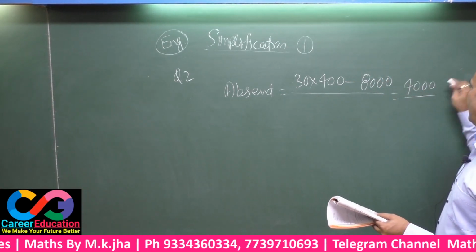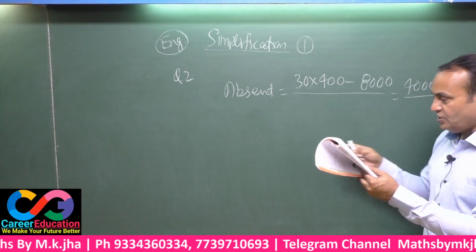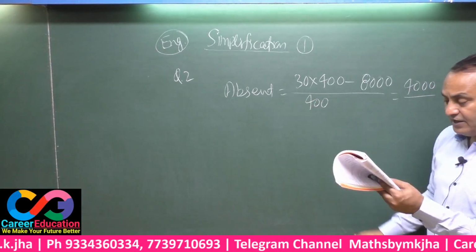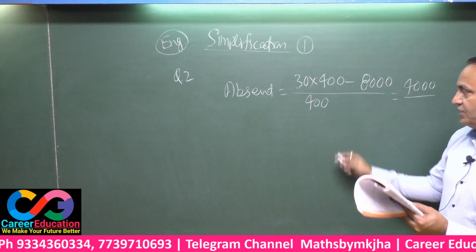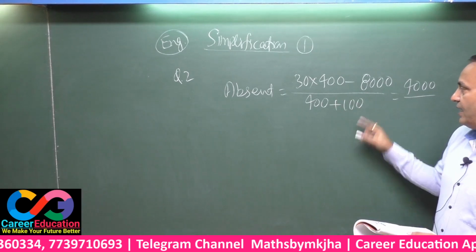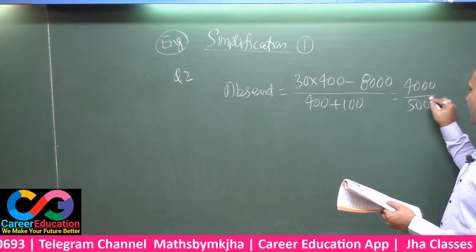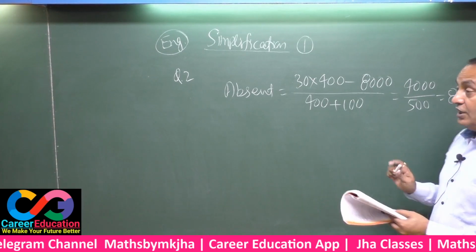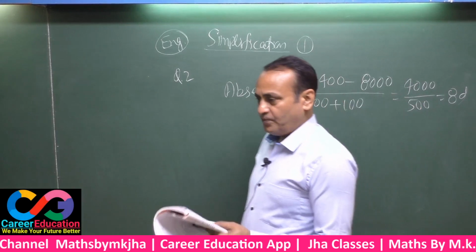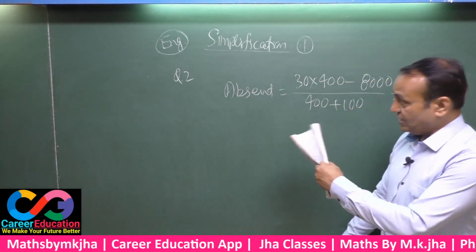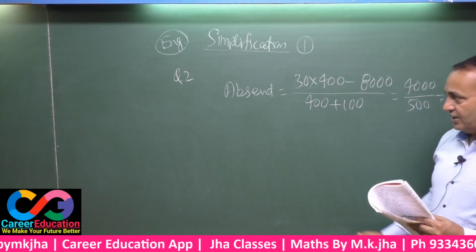This must be divided by the total of the two. That means if he is present, 400 is to be paid. If he is absent, 100 rupees is to be taken out. So you divide this 4,000 by 500, and thus you got 8 days. If the question asked how many days he remained absent, this would have been the answer.